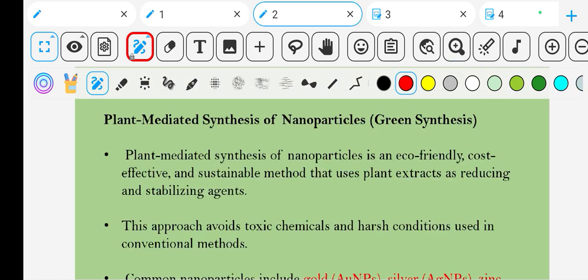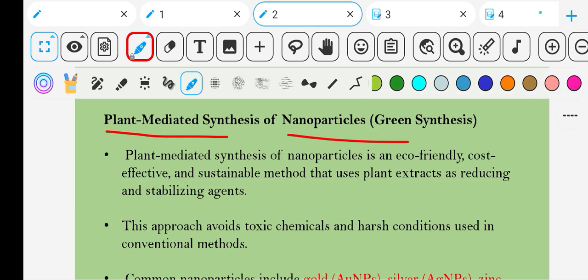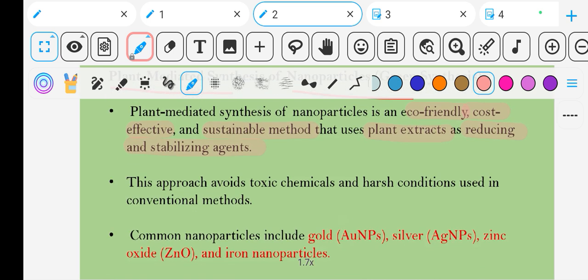Plant mediated synthesis of nanoparticles, green synthesis. Plant mediated synthesis of nanoparticles is an eco friendly, cost effective, and sustainable method that uses plant extract as reducing and stabilizing agents. This approach avoids toxic chemicals and harsh conditions which are used in conventional methods. The common nanoparticles include gold, silver, zinc oxide, and iron particles. There are many more nanoparticles which can be used.